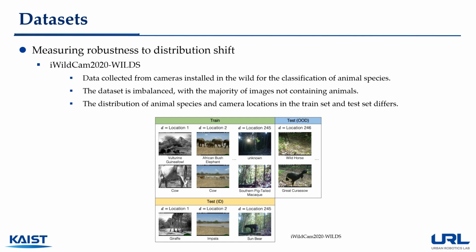Third is iWildCam 2020 WILDS. Data collected from cameras installed in the wild for the classification of animal species. The dataset is imbalanced with the majority of images not containing animals, and the distribution of animal species and camera locations in the train set and test set differs. You can see the figure of how the dataset consists.